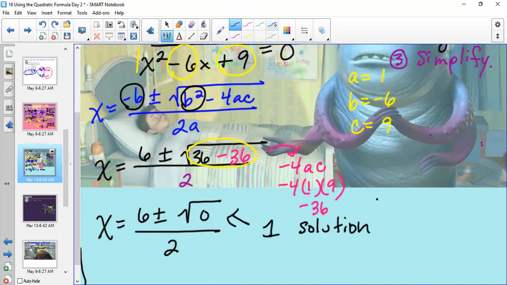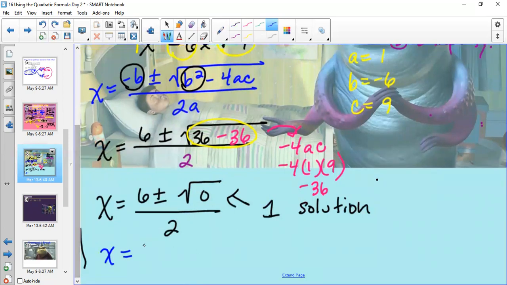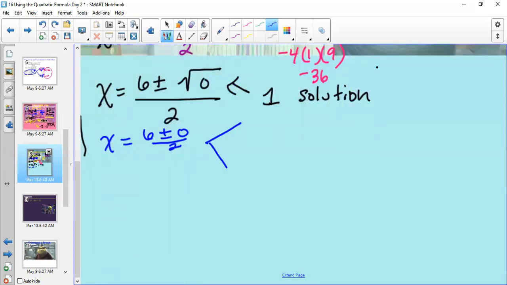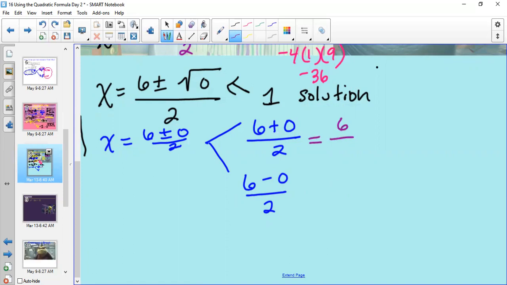So now let's find that one solution. We're going to square root 0, which I only have one option, is 0. So I have 6 plus or minus 0 over 2. And now here, when I split it into the two problems, I'm going to have 6 plus 0 over 2 versus 6 minus 0 over 2. Because that was 0, 6 plus 0 and 6 minus 0 are going to be the same, and it only happens when it's 0. We will get the same answer, which that one answer is x equals 3.